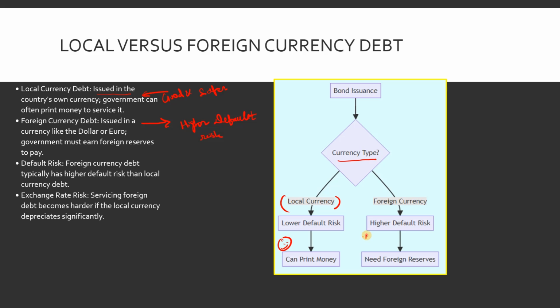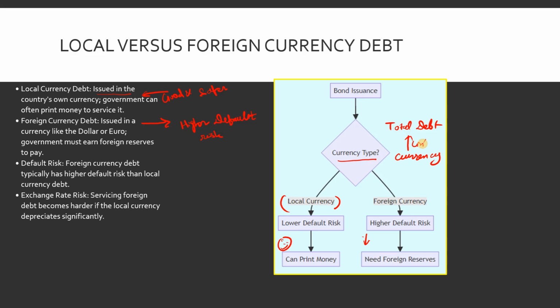As a trainer, I always tell my students, never look at a country's total debt in isolation. You must break it down by currency. A country with high debt in its own currency might be stable, but a country with even moderate debt in a foreign currency can be pushed into a default crisis by a simple move in the exchange rate.